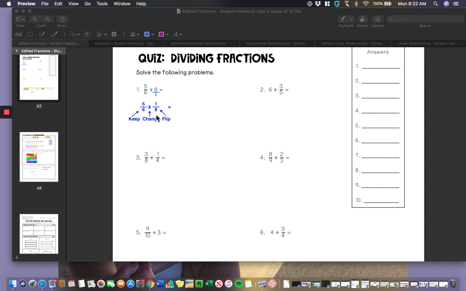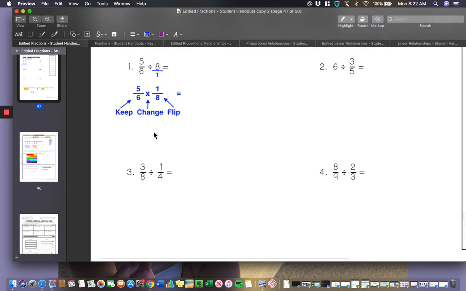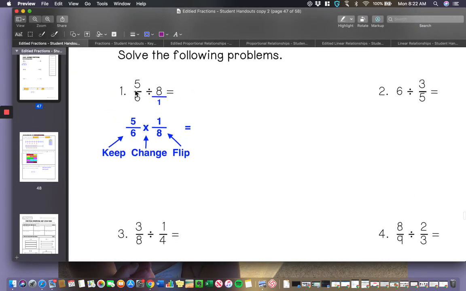So remember, when we're doing that, we are keeping the first fraction. So I kept 5/6. I'm changing the sign from division to multiplication, and I am flipping the second fraction. Don't forget that a whole number is always a fraction represented over 1. So I've flipped 8 over 1 to 1 over 8.